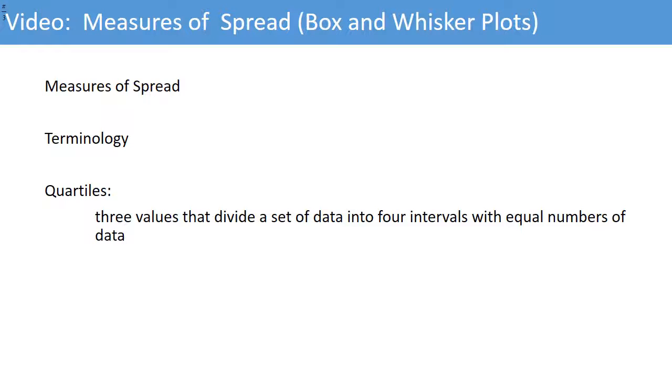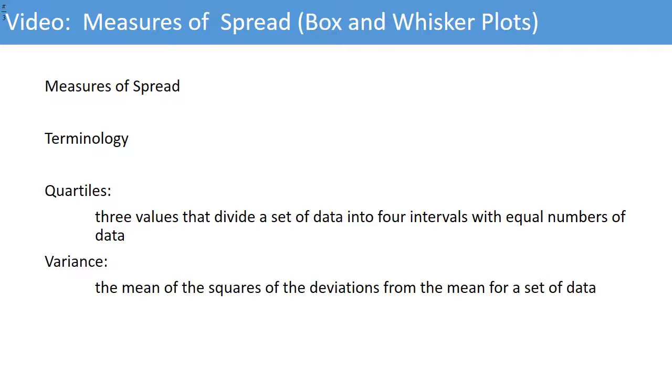A quartile. If you take the set of data and divide it into 4 intervals of equal numbers of data, the 3 values are called quartiles. The first quartile is 1/4, the middle quartile is 1/2, and the third quartile is 3/4.